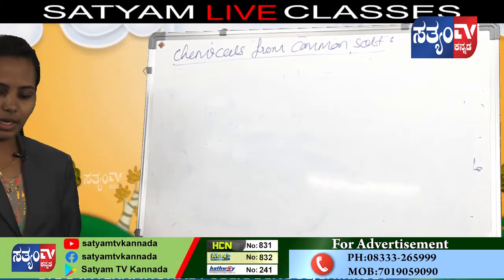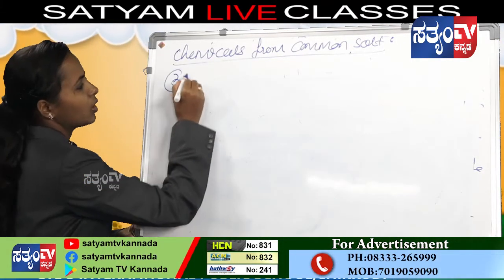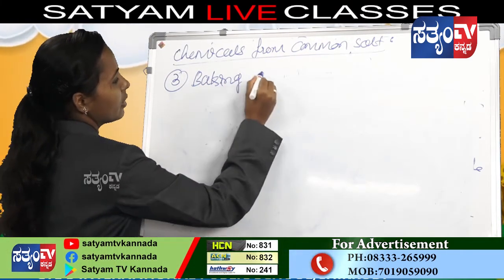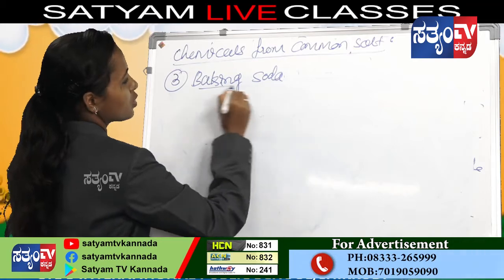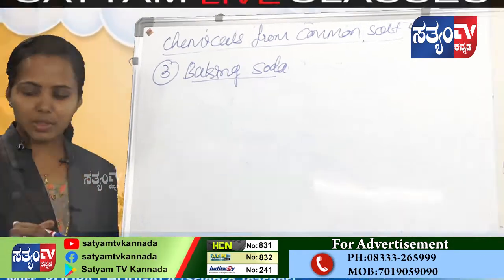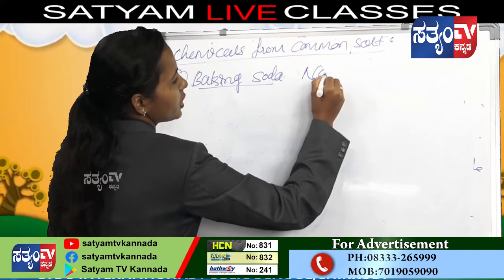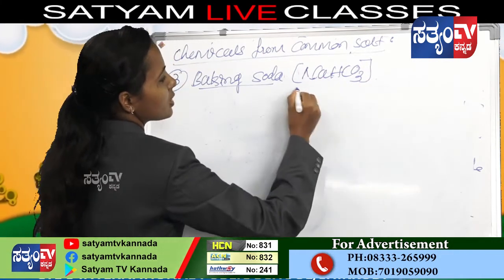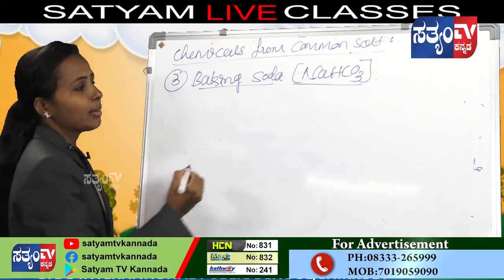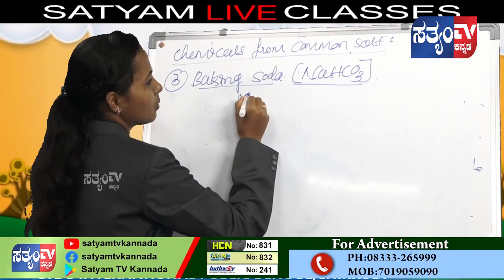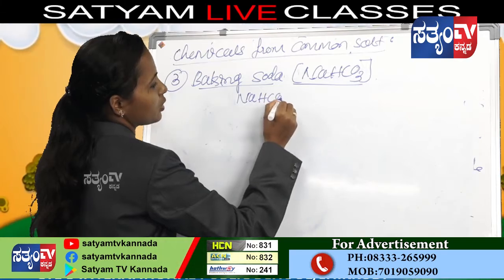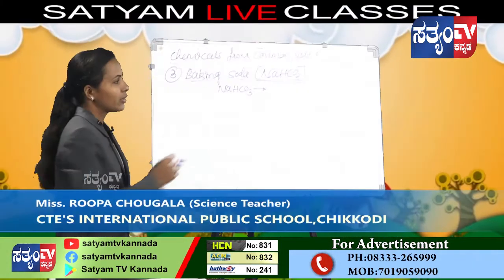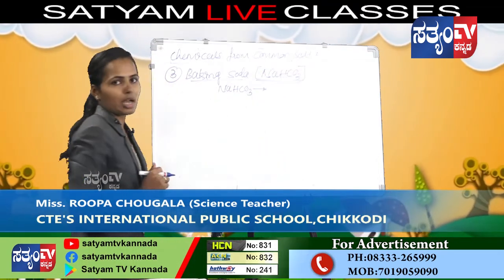And the next chemical, the third one, is baking soda. The chemical formula of baking soda is NaHCO3. This is the chemical formula, and the chemical name of this NaHCO3 is sodium bicarbonate, otherwise sodium hydrogen carbonate.